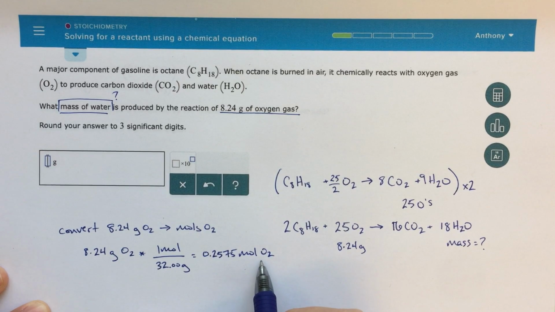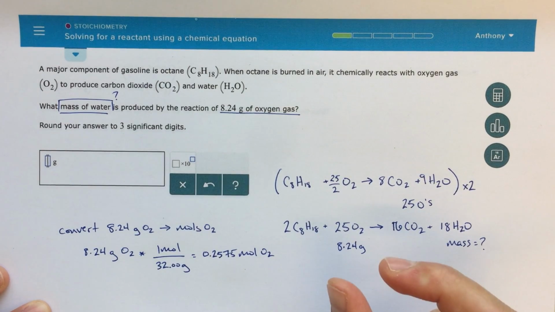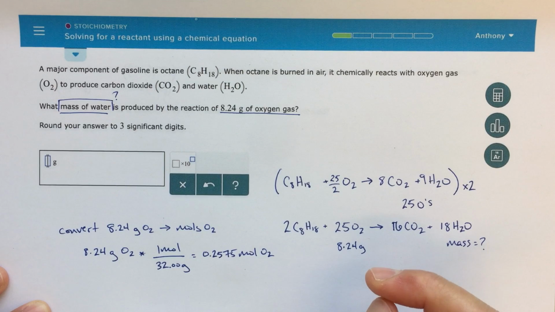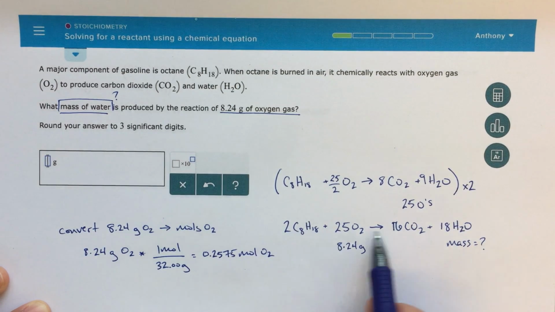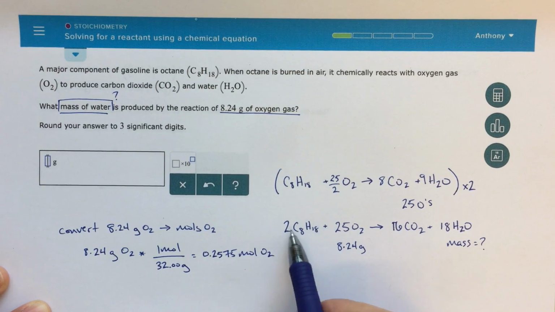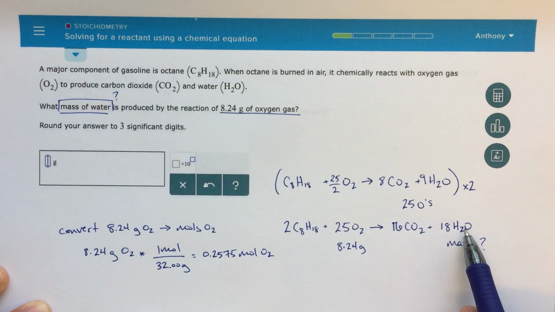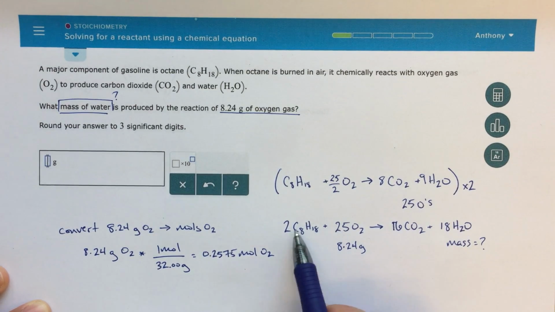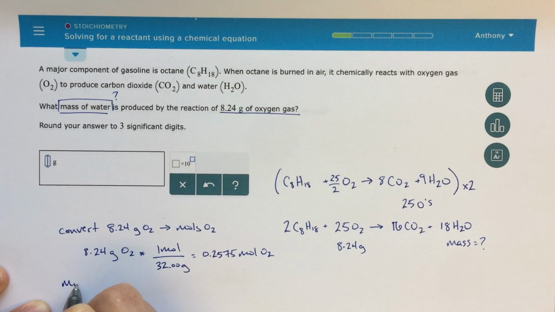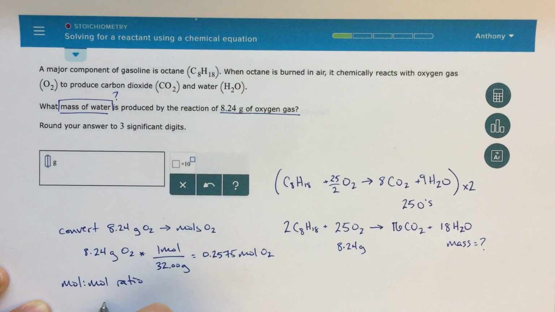Now, this number of moles of O2, that's going to be sort of the count of oxygen, right? And since the count of oxygen, then I'm going to be able to use that mole-to-mole ratio to figure out how many moles of water I'm going to make. So the whole point of the balanced chemical reaction, it tells you that 25 moles of oxygen is going to react with 2 moles of C8H18 to form 18 moles of water. Whenever we're using these coefficients, we need to be talking in terms of moles. So the next step would be to use the mole-to-mole ratio.